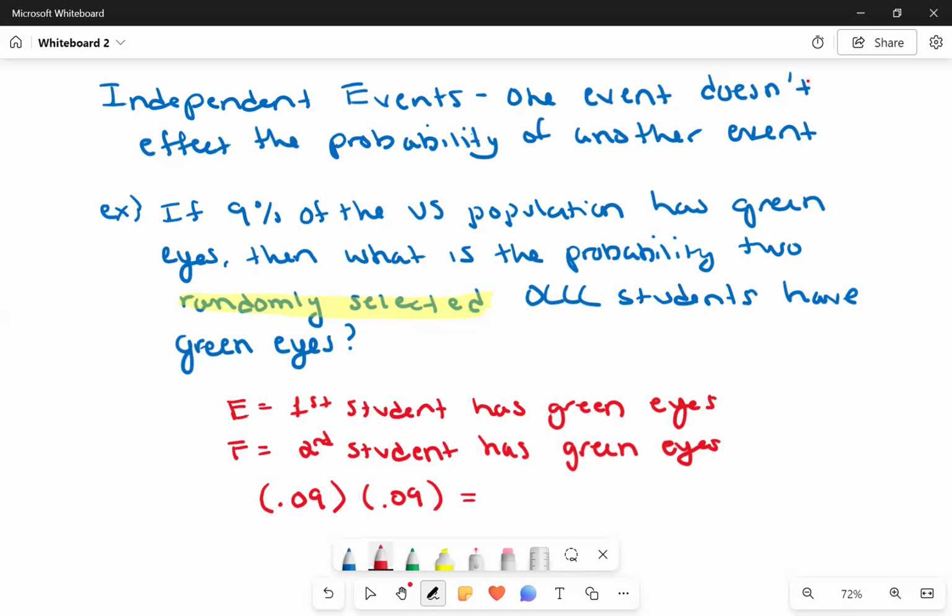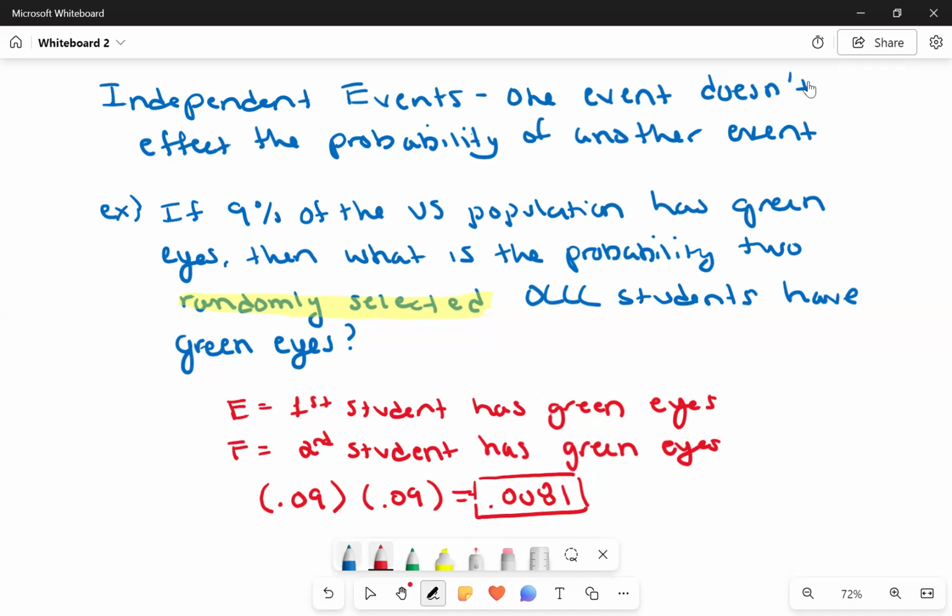All right. And if you multiply 0.09 by 0.09, you will end up with a very small probability of 0.0081. So a less than 1% chance that this would happen. Why? Well, because the odds that somebody has green eyes are already low to begin with. To randomly select two people with green eyes, it's just not a very high probability that that's going to happen.